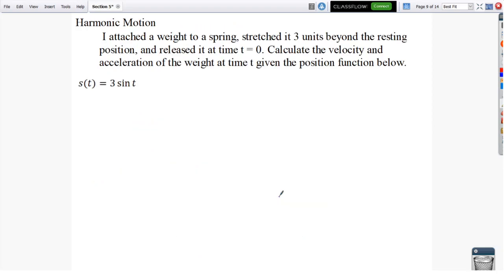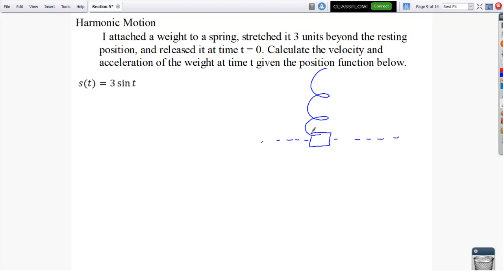Harmonic motion. I attached a weight to a spring, stretched it 3 units beyond the resting position, and released it at time t equals 0. Calculate the velocity and acceleration of the weight at time t, given the position function below. So we got s of t. We got some sort of equilibrium point right here. We're having a spring with a weight attached to it. I just like to have some sort of visualization to it.